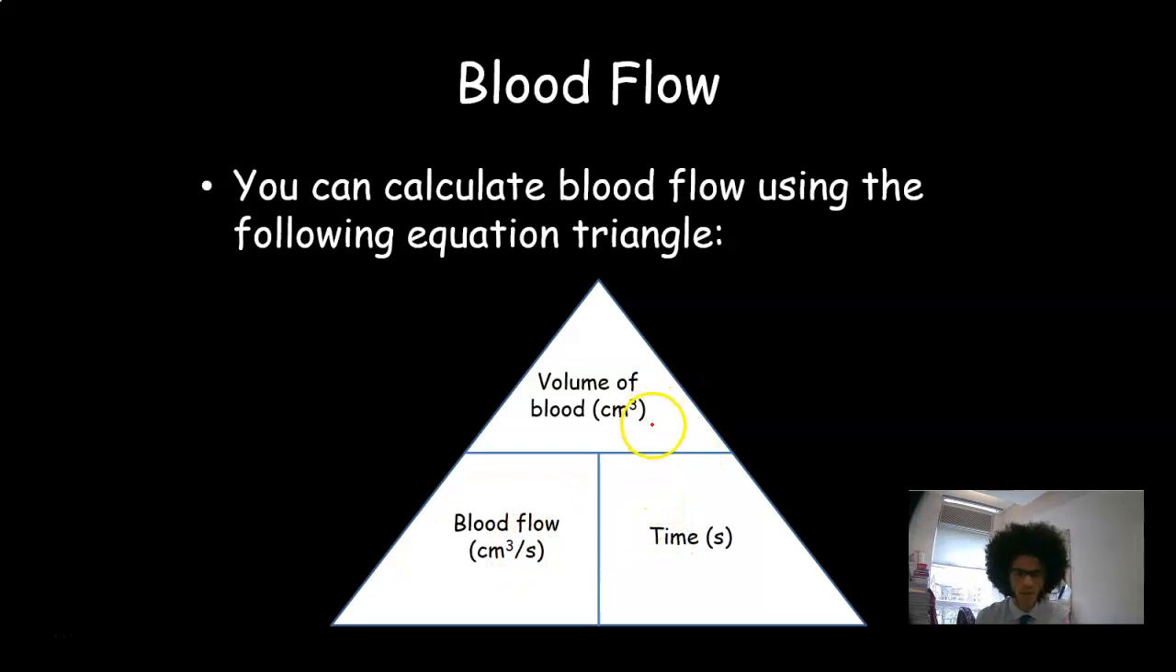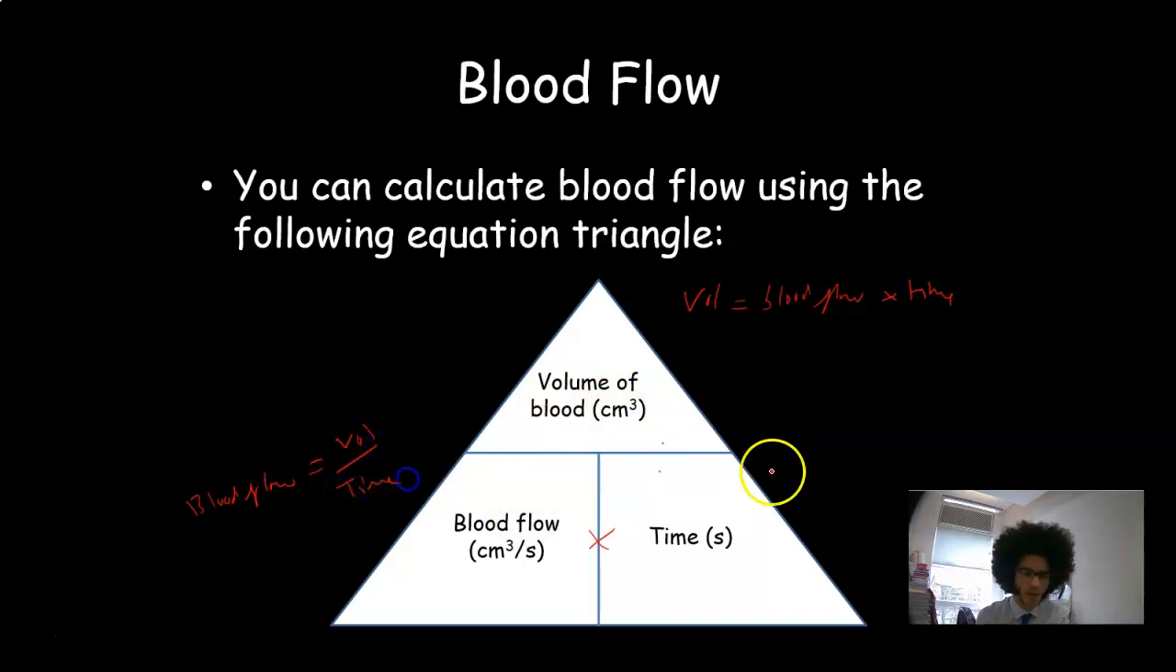Okay, now blood volume is always in centimetre cubed. Sometimes it might get converted to decimetre cubed, which is a different kettle of fish, but usually centimetre cubed. So if you wanted to work out volume, you would just have to multiply these two together. So it would be blood flow multiplied by time. And if you wanted to work out blood flow, if you cover it, you notice it's volume of blood divided by time. So it's volume over time. And then if you wanted to work out time, it's going to be volume divided by blood flow. Okay?